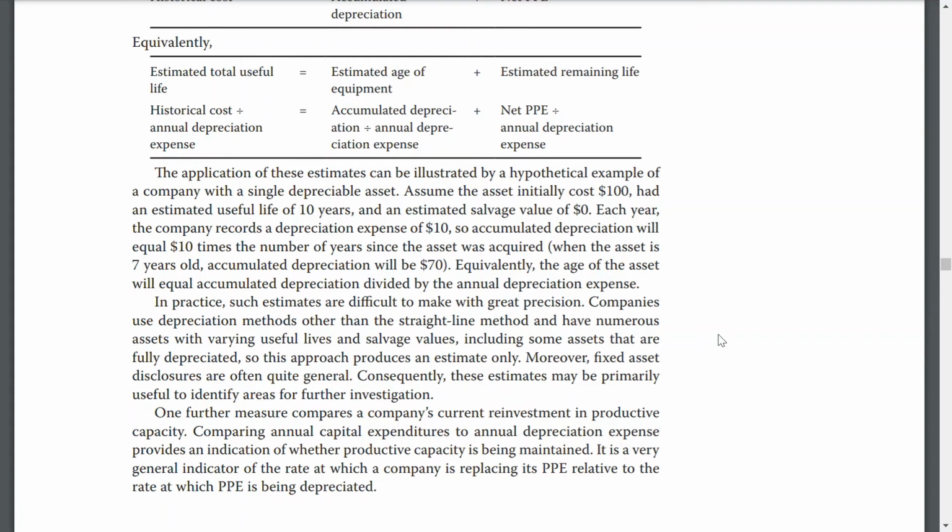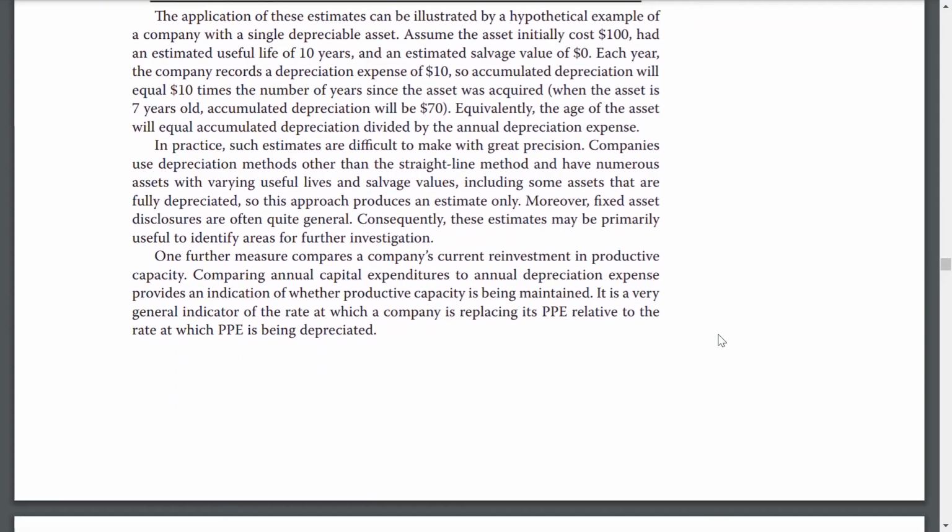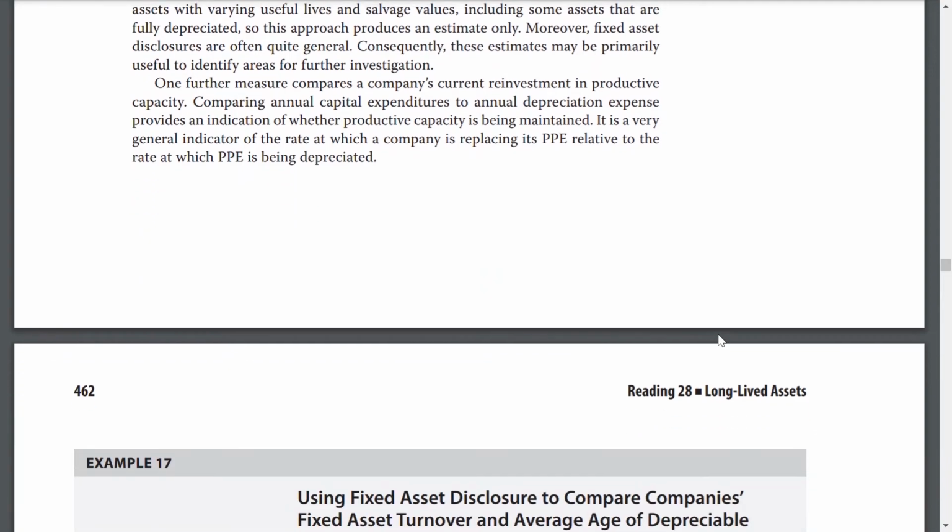One further measure compares a company's current reinvestment in productive capacity. Comparing annual capital expenditure to annual depreciation expense provides an indication of whether productive capacity is being maintained. It is a very general indicator of the rate at which a company is replacing its PPE relative to the rate at which the PPE is being depreciated.